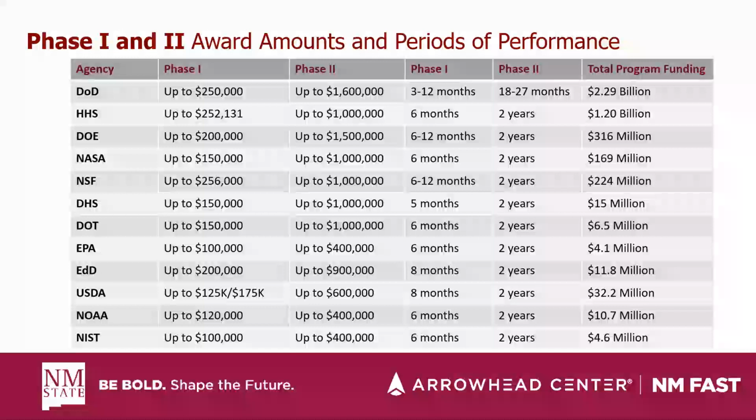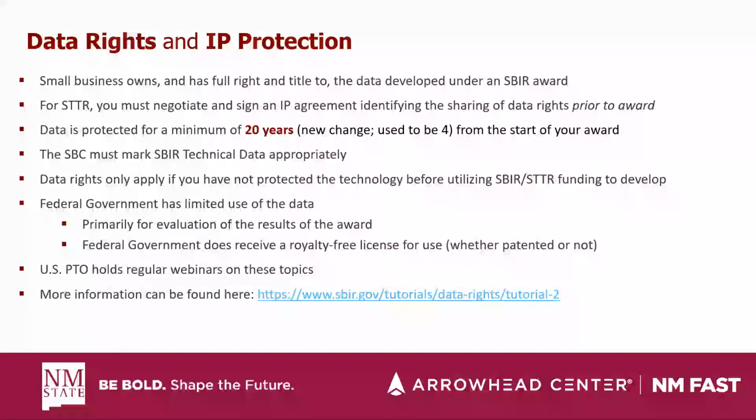So as you can see, DoD at 2.29 billion is the largest SBIR STTR agency. And the reason we bring that up is they are going to be making the most awards, if that makes sense. Data rights and IP protection.